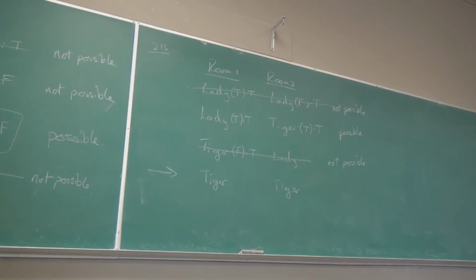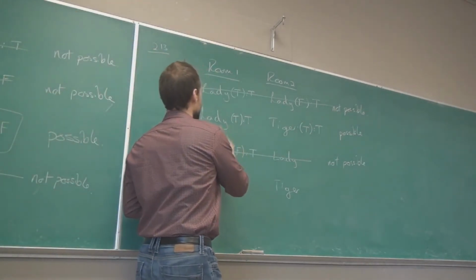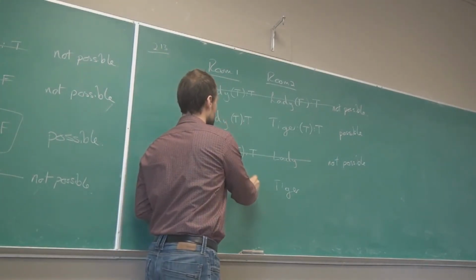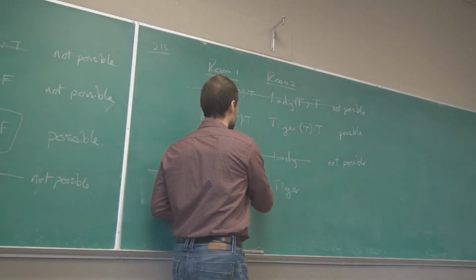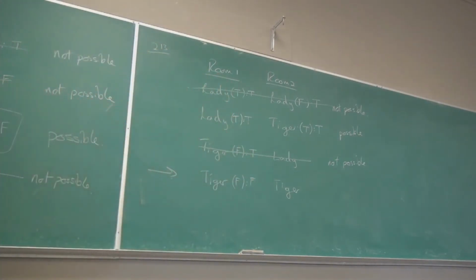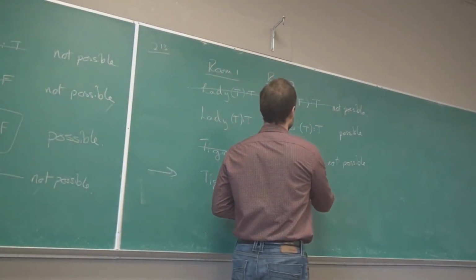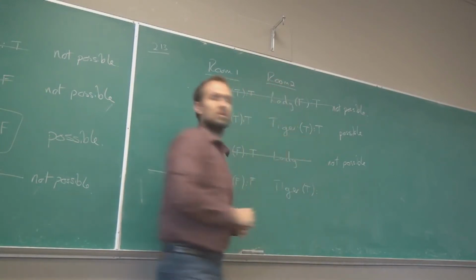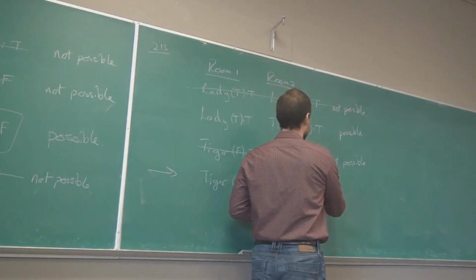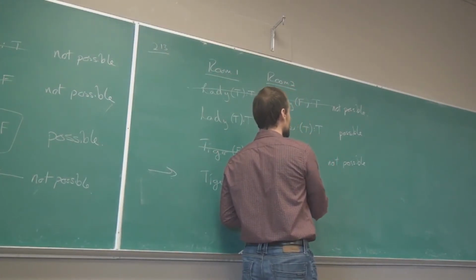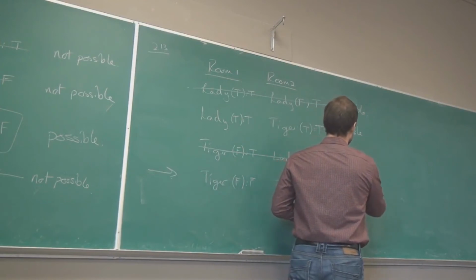Now, tigers, just for the sake of practice. If there's a tiger in room 1, the sign is false. What does it say? At least one room contains a lady. That is false. It doesn't matter if it's true or false. What matters is if it matches up, and it does. If there's a tiger in room 2, then the sign should be true. What does it say? The other room contains a lady. That is false, doesn't match up with what it should be saying. Not possible.